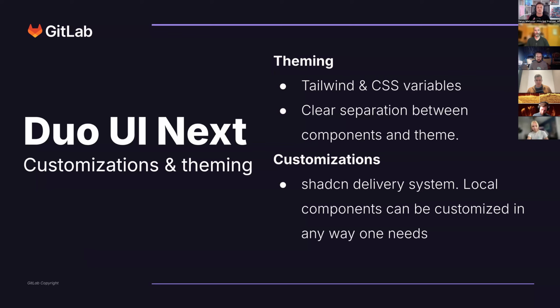The customizations, Shadcn delivery system here. Local components, as I mentioned a couple of times, can be customized in any way one needs because they are local to the project. And then if that customization is beneficial for the overall component library, you can just copy paste it back to Duo UI and push the new merge request to merge it, or you keep it for the consumer project. Important thing to understand is that you can update your local component from the registry later on if you think that your local component is lagging behind what is in Duo UI, just like you would update the version of the NPM package.